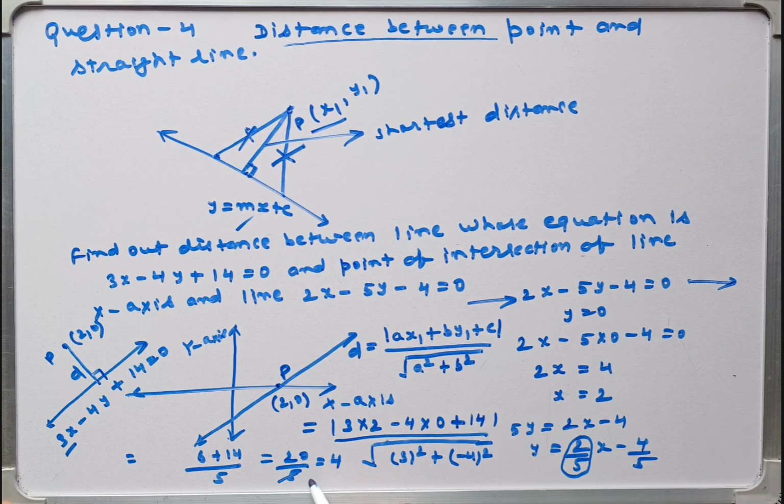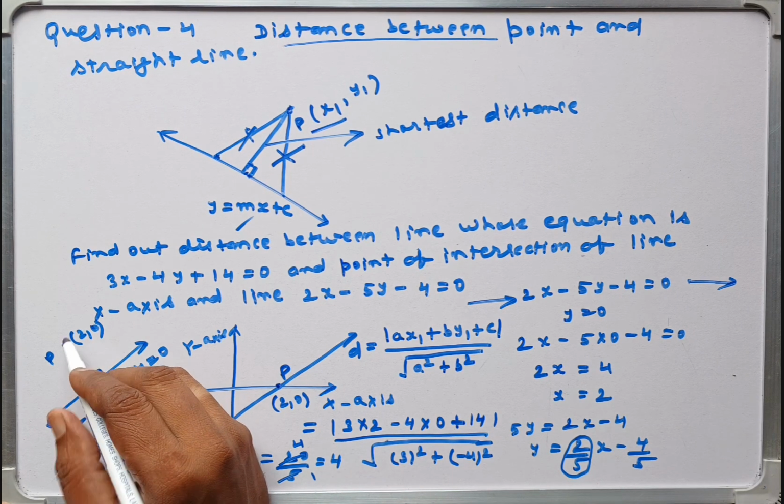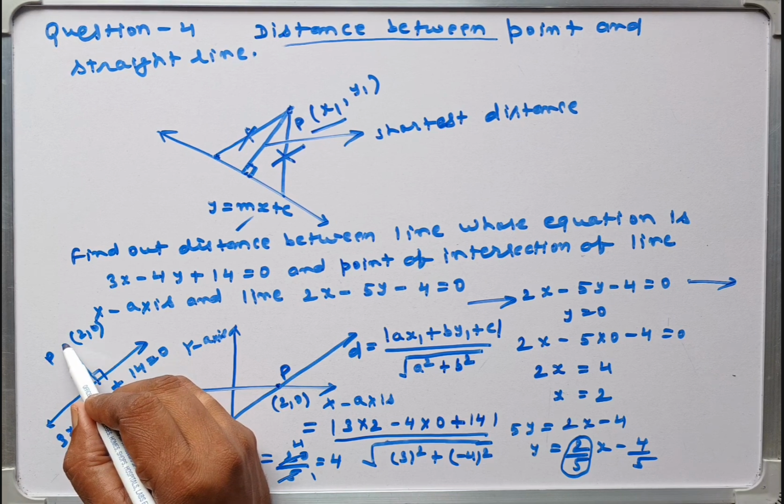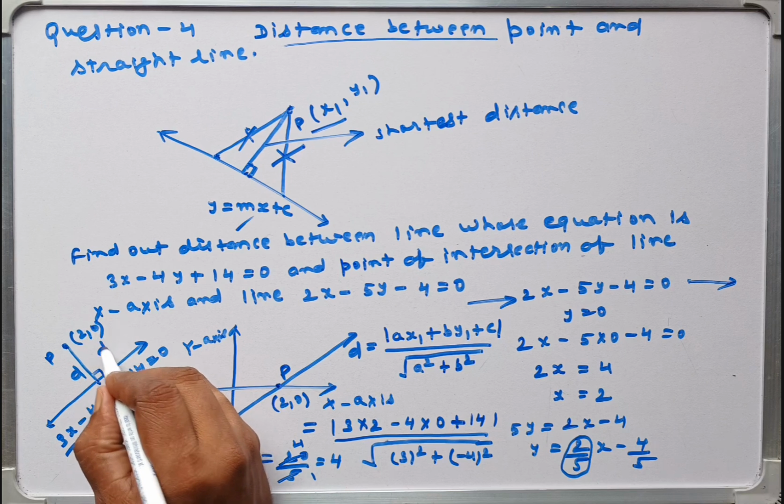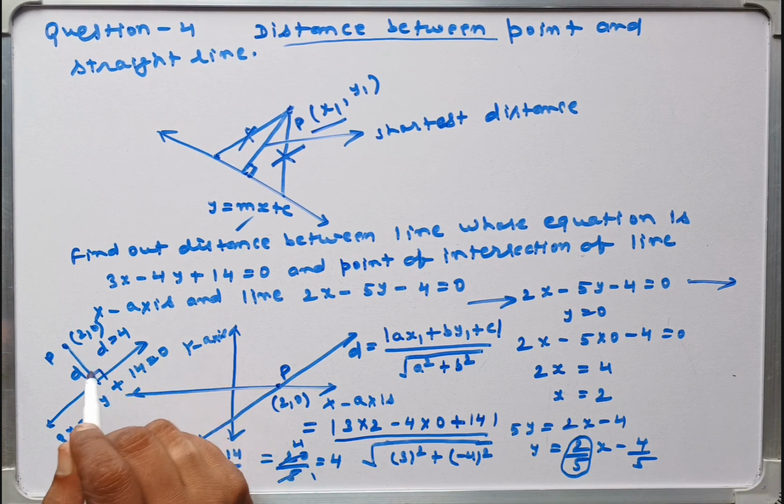Five ones are five, and five fours are twenty. So guys, you can say the distance between this point and this line is equal to what? D equal to 4. Okay guys.